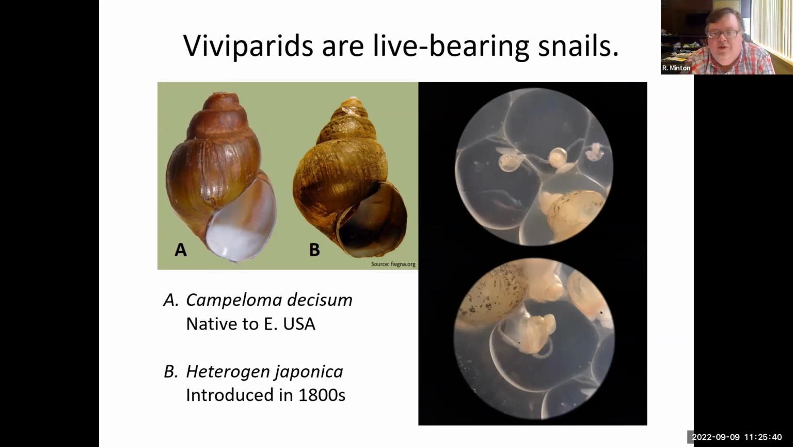Those of you who know freshwater inverts may have seen both Japanese and Chinese mystery snails. The Japanese one used to be in the genus Cipangopaludina, but has recently moved to Heterogen. They're easily distinguished in the field as adults, so no problems there. And then shells are shown, and some microscope images of Heterogen juveniles taken straight out of the brood pouch so that you can see what they look like.